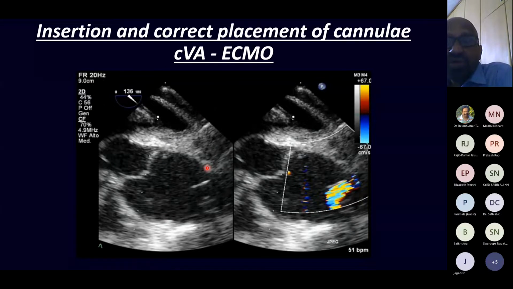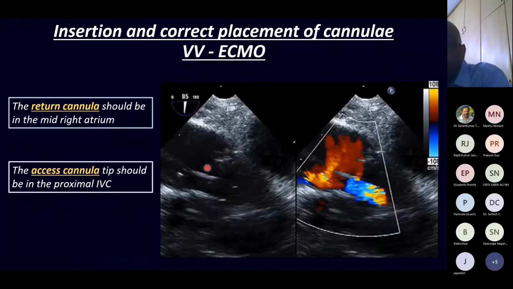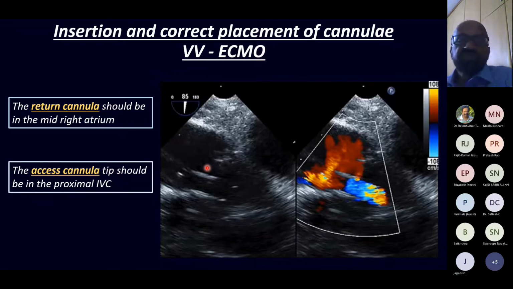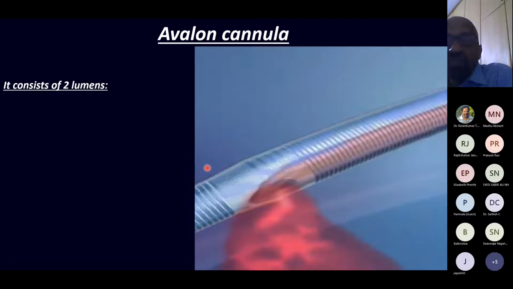Central veno-arterial ECMO with the aortic cannula can be seen in the upper esophageal aortic arch, short and long axis view, and also in the ascending aortic long axis view at 120 degrees using the mid-esophageal window. This I already said. And coming to the Avalon cannula, I said it's a single tube which has two lumina.